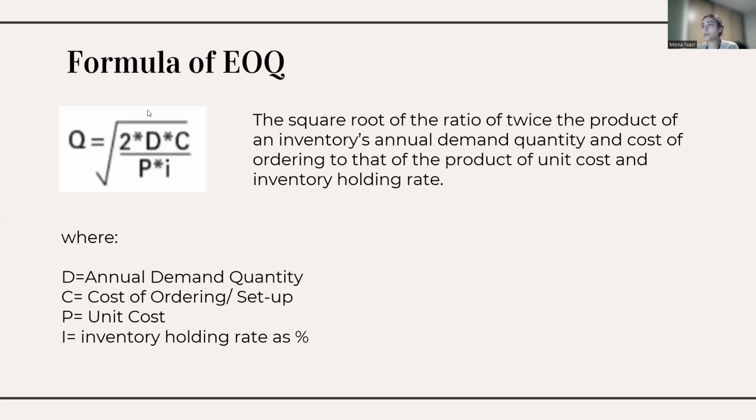As you can see in the formula of EOQ, the main factors here are D as annual demand quantity, C as cost of ordering, P as unit cost, and I as inventory holding rate as a percentage. Later, we will go to the Excel file and calculate everything using this formula.